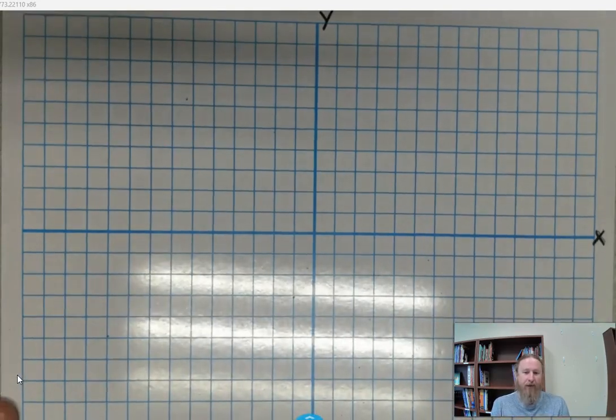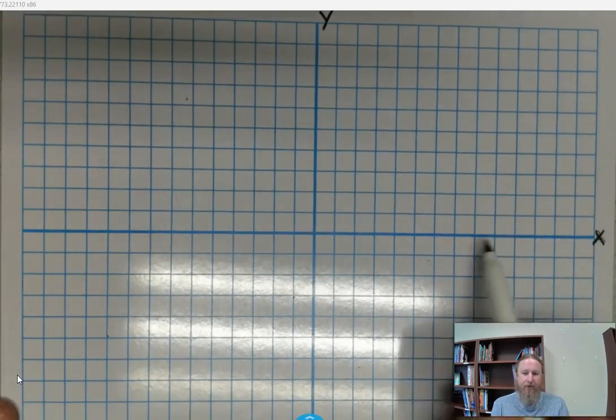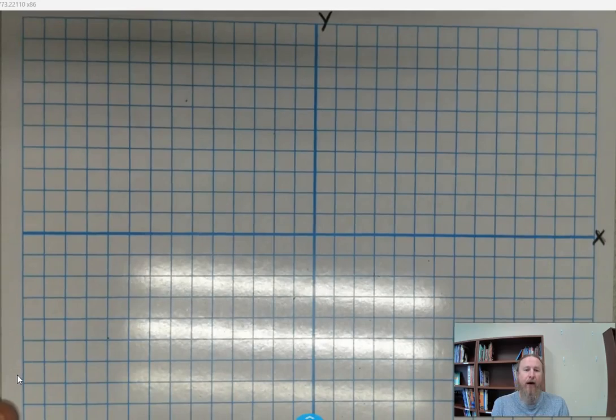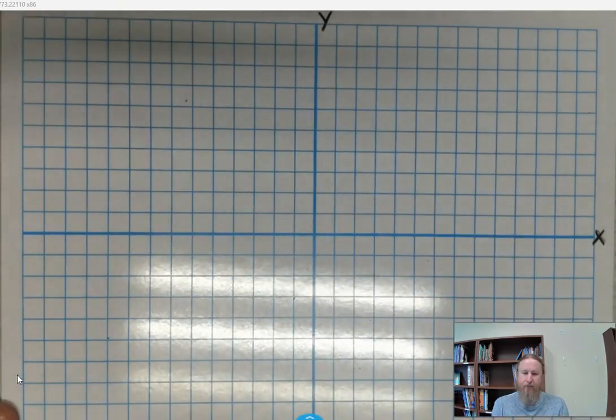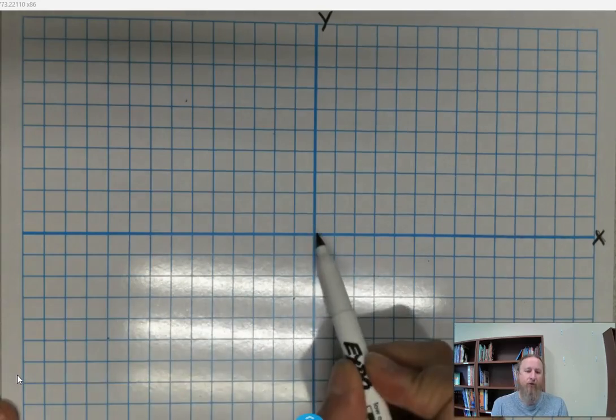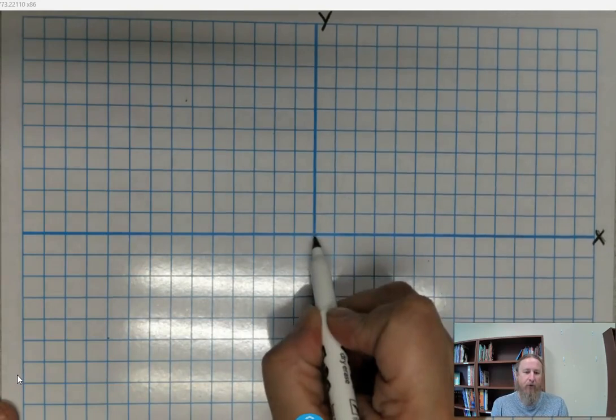We labeled one the x-axis. The x-axis is your horizontal axis. It runs side to side. The y-axis is your vertical axis. It runs up and down. Now, we have a special name for where the x and y-axis meet. That is the origin, and it is the coordinate 0, 0.